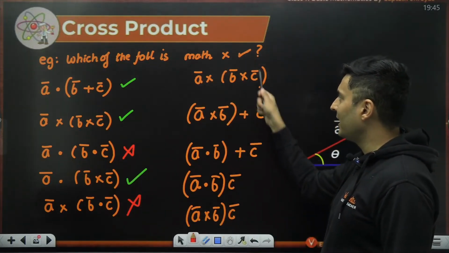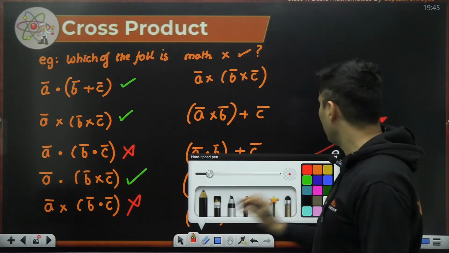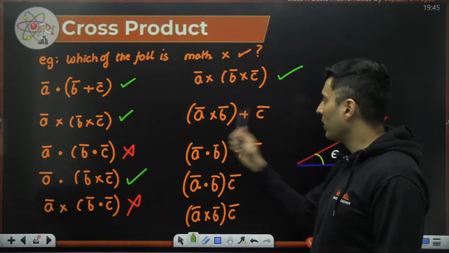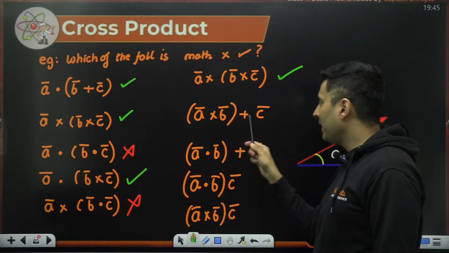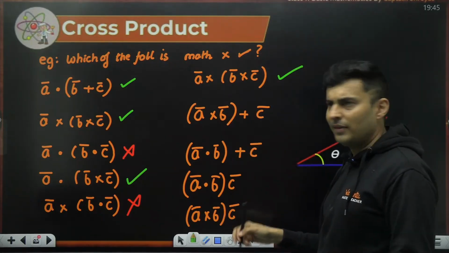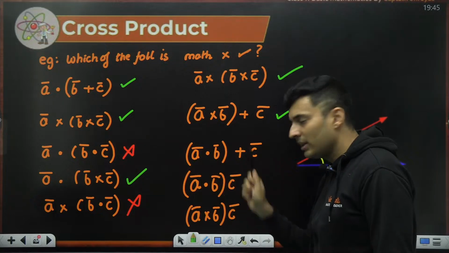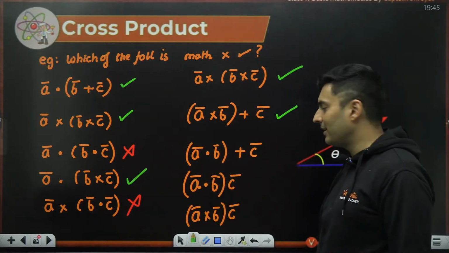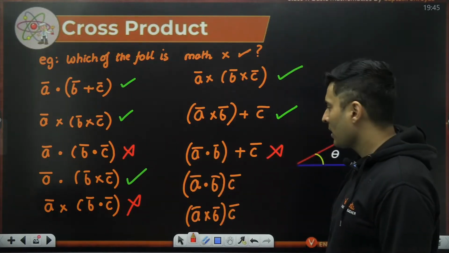Vector into vector, a vector. Vector into another vector is perfectly fine. Nothing wrong with it. I will put a correct mark. What about this? A cross B is a vector. Vector added with another vector, perfectly fine. I can do that. But vector dot with a vector is a scalar number. Scalar can't be added with a vector. It is illegal. It is not right mathematically.